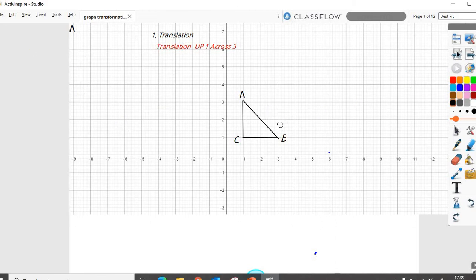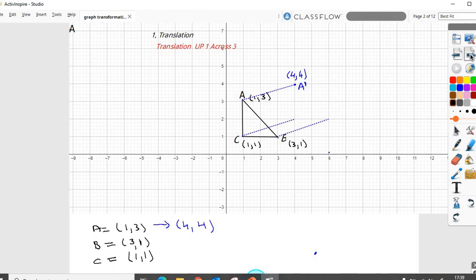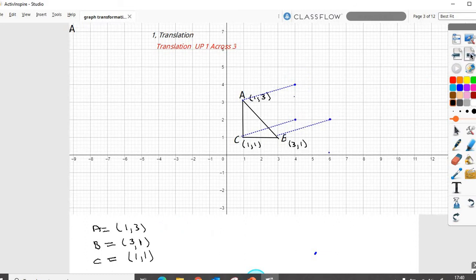Slide it up 1 and across 3 squares. So to do that, we start with the point A, and we translate the point A, which is at 1, 3, up 1 square, which is up 1 on the Y, to 4, and across 3 squares, which is across 1, 2, 3. So the point is 4, 4, and this is A dash. We then do the same for C and B, and we draw these lines across, and we mark off the 3 points on the plane, and then we join up the 3 lines to make the image of our triangle, which is being slid along this line, up 1 and across 3.